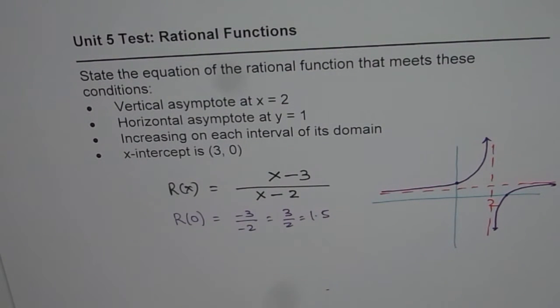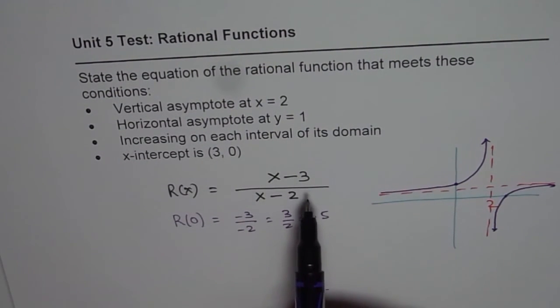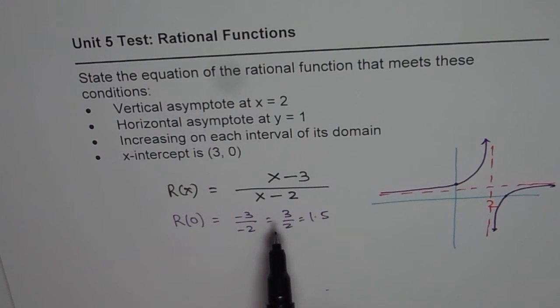I hope with these simple steps you understand how to form a rational function from the given conditions. That should really help you, and I hope you don't get afraid of fractions. Rational functions are quotients of polynomials. Think like that and it will be very easy for you. Thank you and all the best.